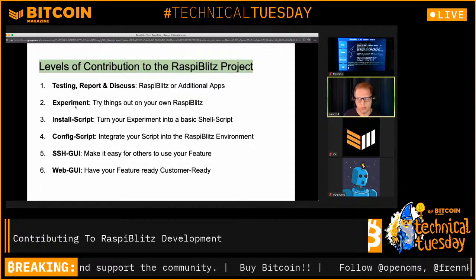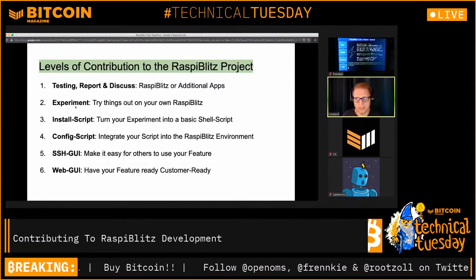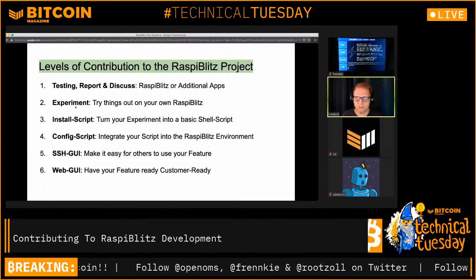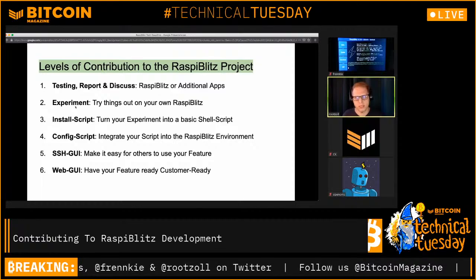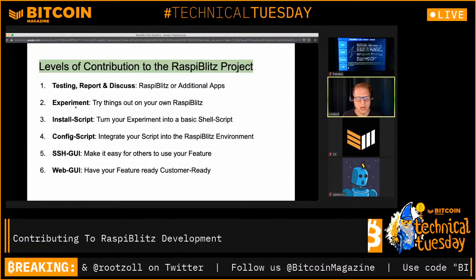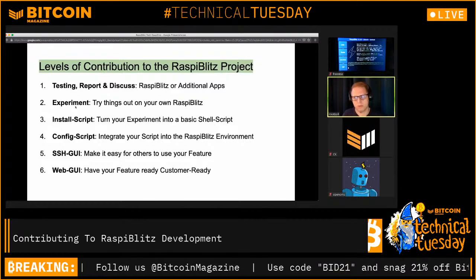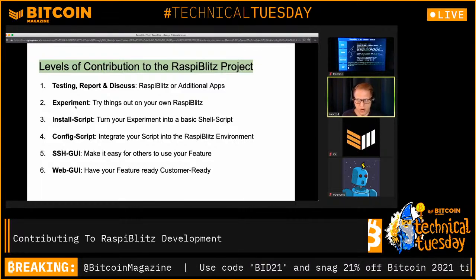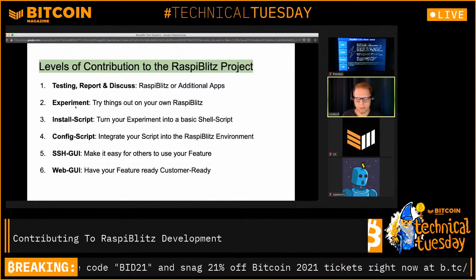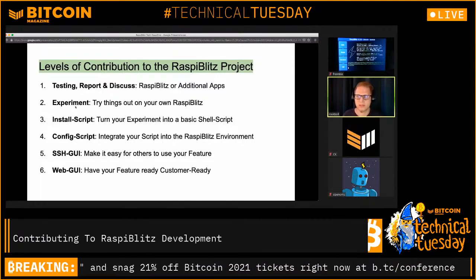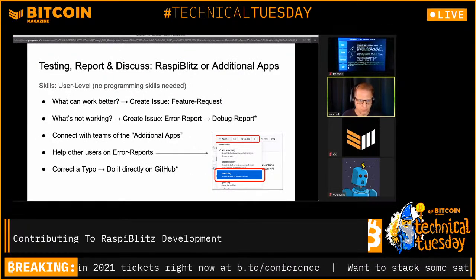This is then the part where you form it into a config script. And then if this has matured a bit and feels good for everybody, we can more and more integrate it into the user visible parts, the SSH GUI, or even later on, as a more future outlook, integrate it into a web GUI for the Raspiblitz. So let's go through these different levels we see here and give you an overview of how to contribute.